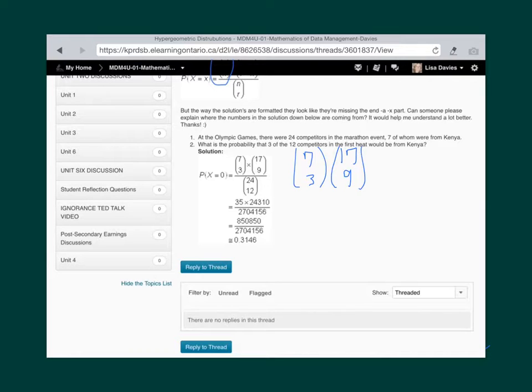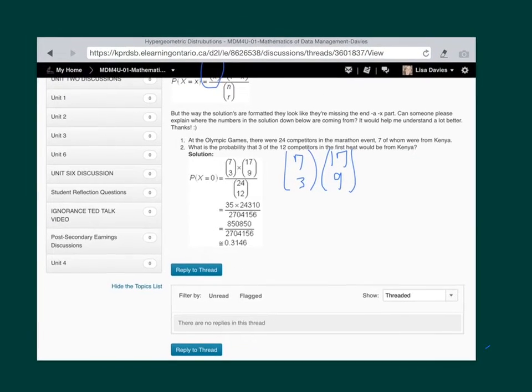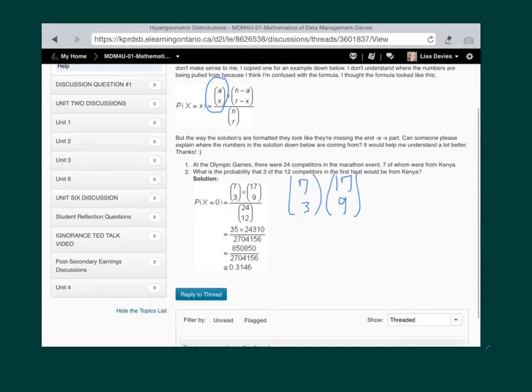So in this case, when you're looking back at your formula that you sent me, your A is the 7, and so in the second set of brackets, in this choose feature here, we're taking the 7 away from the total number of people that we're looking at in the group. So 24 minus the 7, or 24 minus A. And we need to choose 9 more of those because this number here has to add up to the 12 people in the first heat. So that's the number of ways of choosing those people.